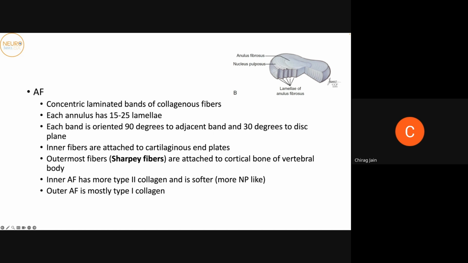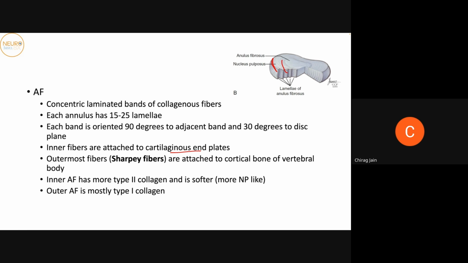The inner fibers, so the fibers towards the nucleus pulposus, will be attached superiorly and inferiorly to the cartilaginous end plates, while the fibers at the edge, the outer fibers, are known as Sharpey fibers. And the Sharpey fibers, on the other hand, are attached to the cortical bone of the vertebral body. So it keeps the disc attached to the vertebral body through Sharpey fibers.